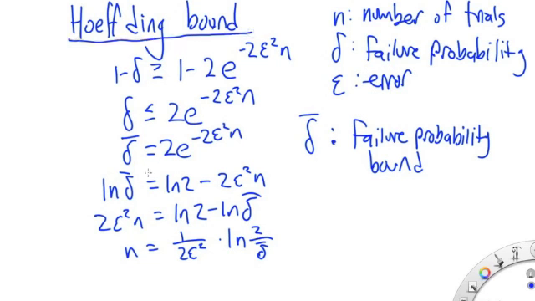In class I had a little trouble because I carried this inequality through, but I think the right way to think about this is that we're relating a failure probability bound to the sample size that we need to be assured that we achieve that bound. And we're not actually relating the failure probability to that quantity.